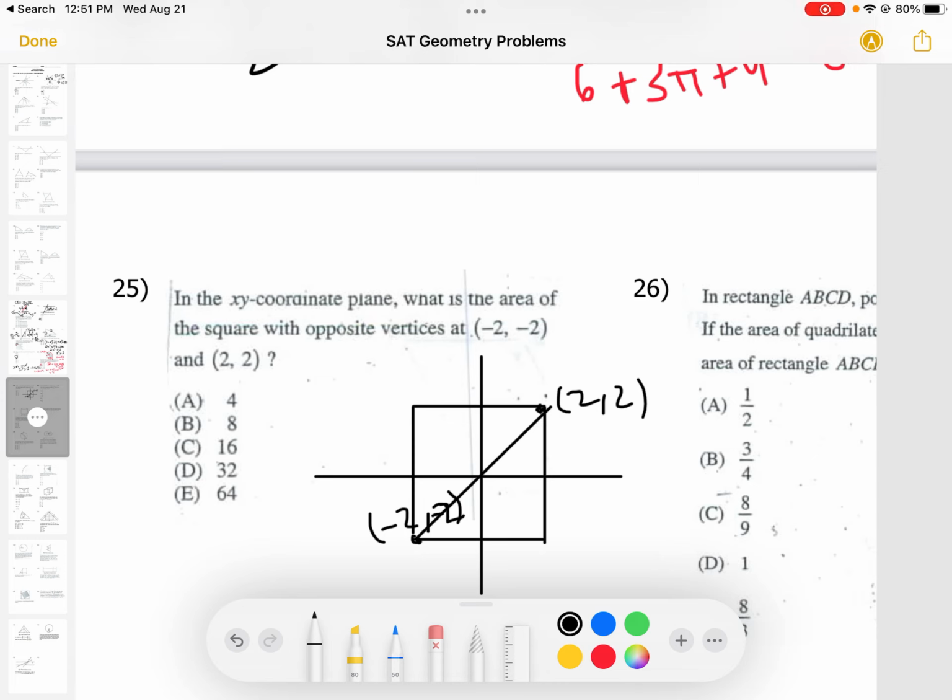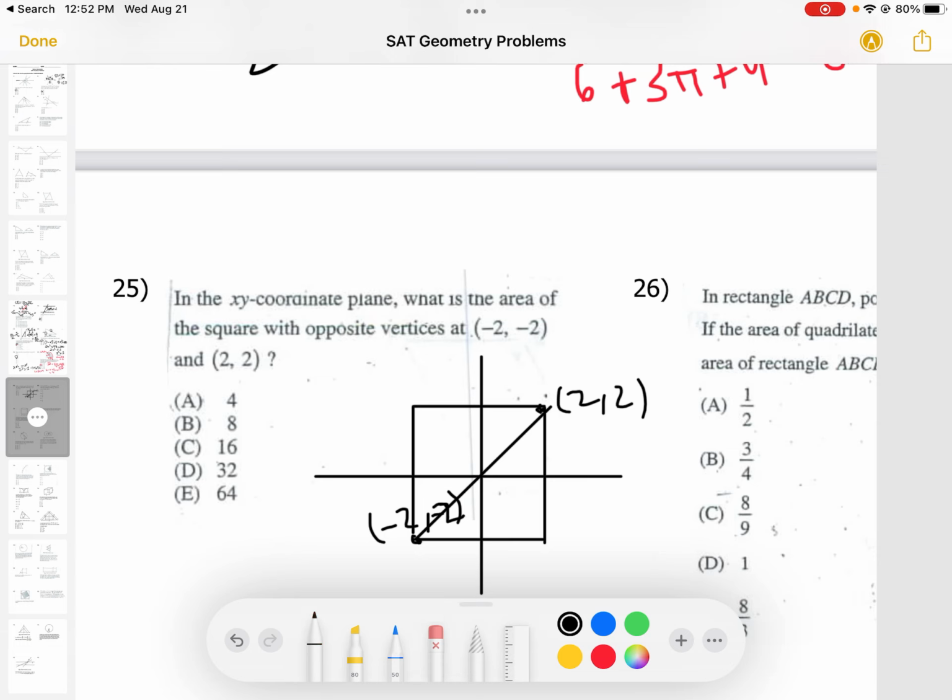So first of all, we need to find the length of this segment right here. We need to find the length, not that. We need to find the length of this black segment right here. And we can use the distance formula. It's just 2 minus -2 squared plus 2 minus -2 squared, this is just 4 root 2. So the length of that black diagonal is just 4 root 2.